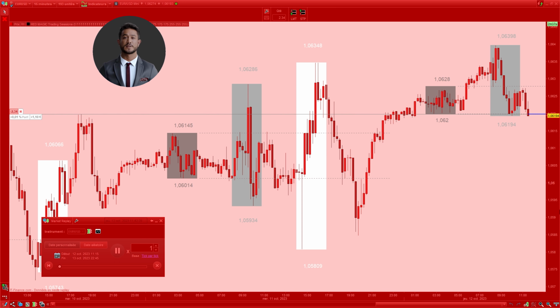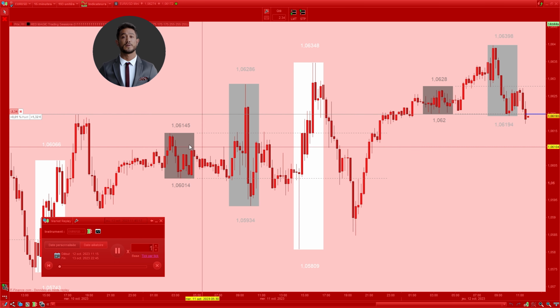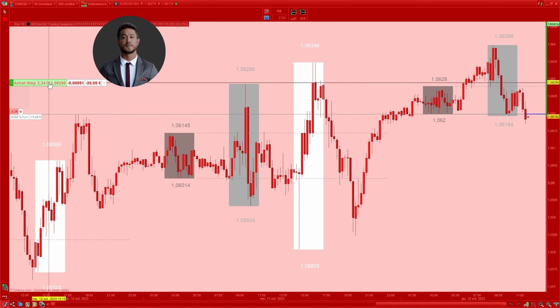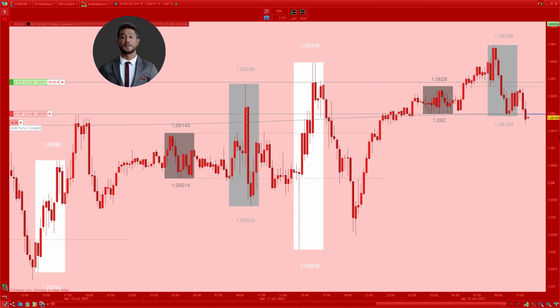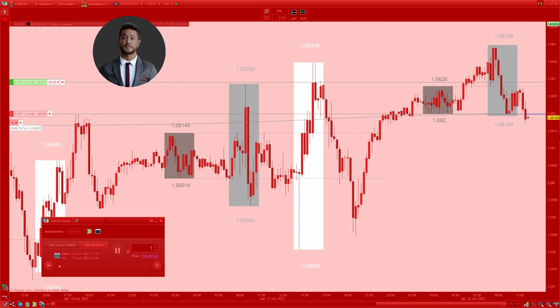My order has been executed. I'm waiting for this 15-minute candle to close. Let's place a 9.1 pips stop loss now. I'm gonna place a second 2.34 contracts sell order at the Asian session low, which means 1.06200. Let's speed things up again. My order has been executed.